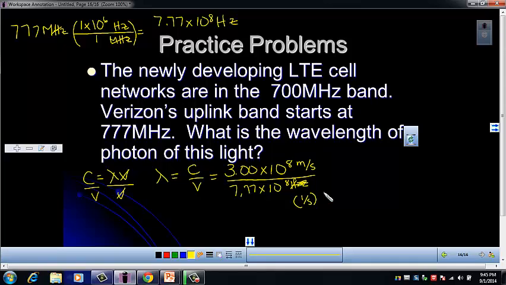So 1 over seconds will cancel here with this 1 over seconds, because meters per second is the same thing as meters times 1 over seconds. So that 1 over seconds will cancel, and you don't need to show this particular work, but you do want to show the units canceling in your equation. And when you plug that into your equation, you end up with 0.386 meters. So your unit that's left is meters. Let's finish this problem. There's a little more to it.